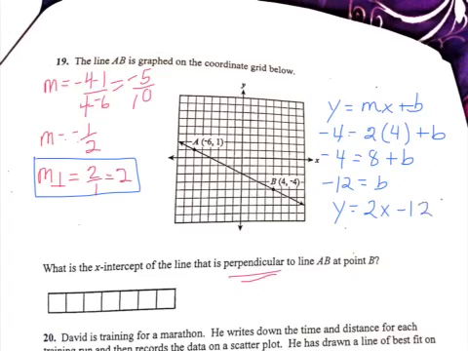I'm looking for the x-intercept, so that means that I'm going to let y equal 0 and add 12 to both sides. Divide both sides by 2 and I get x equal to 6.